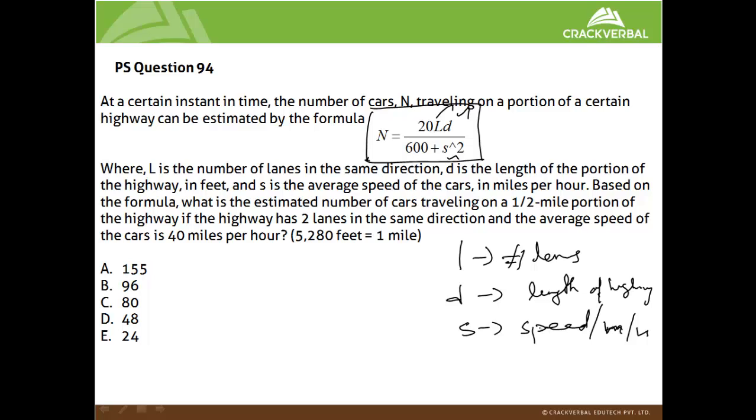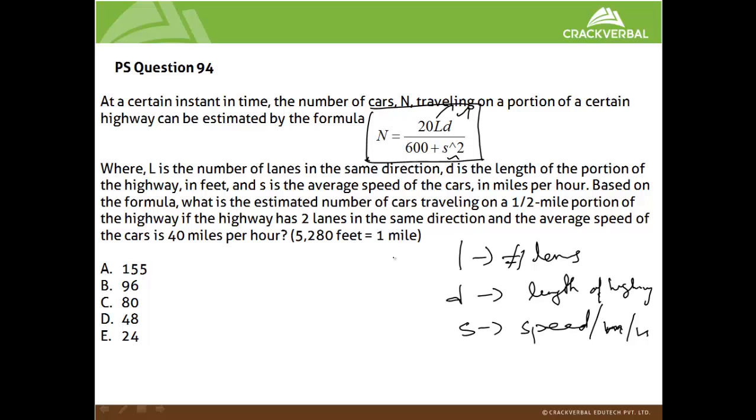Based on the formula, what is the estimated number of cars traveling on a half a mile portion of the highway if the highway has two lanes in the same direction where the average speed of the car is 40 miles per hour? So they have given everything. They have given us a function and all the input values. All we need to do is find the output value. This is similar to the question which we did a few questions back, question 92.